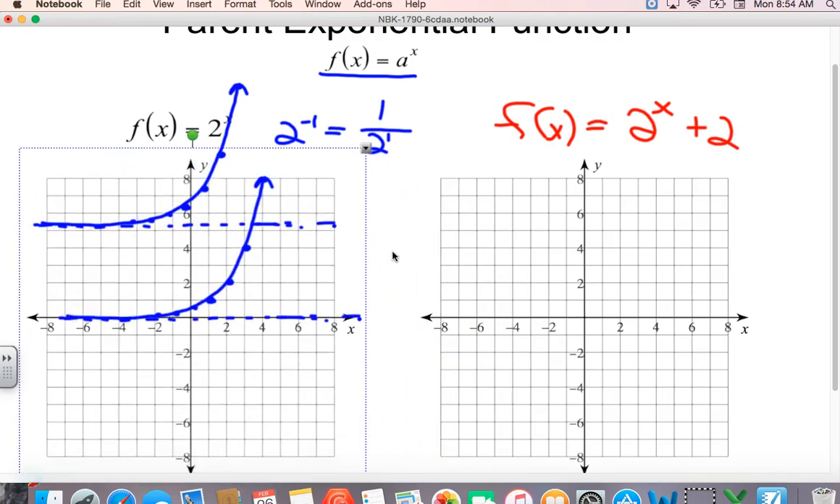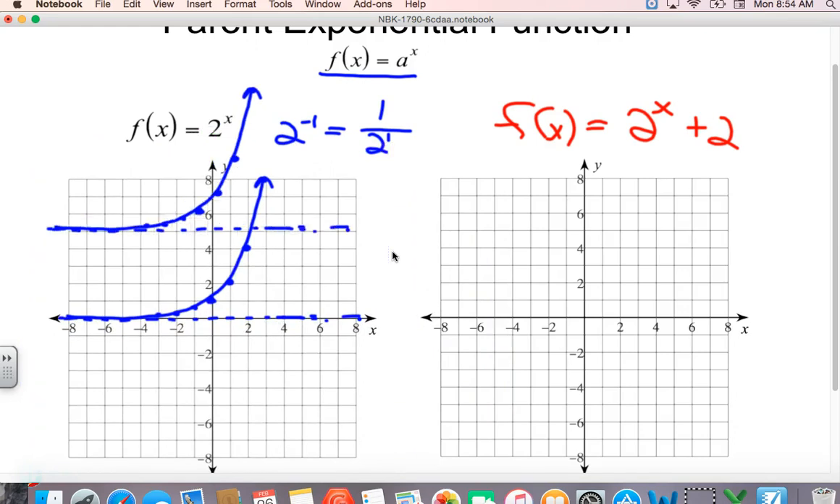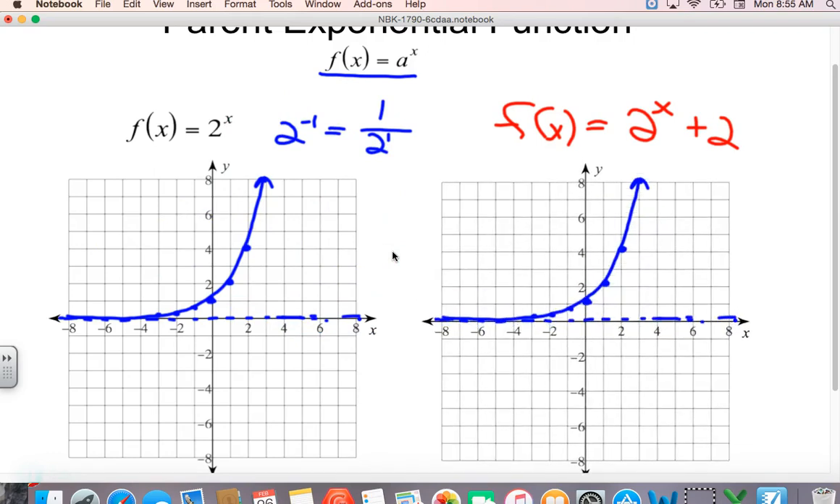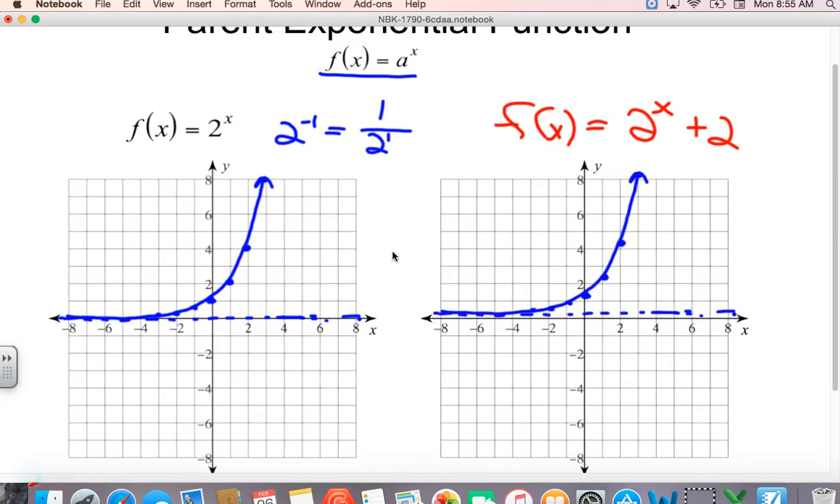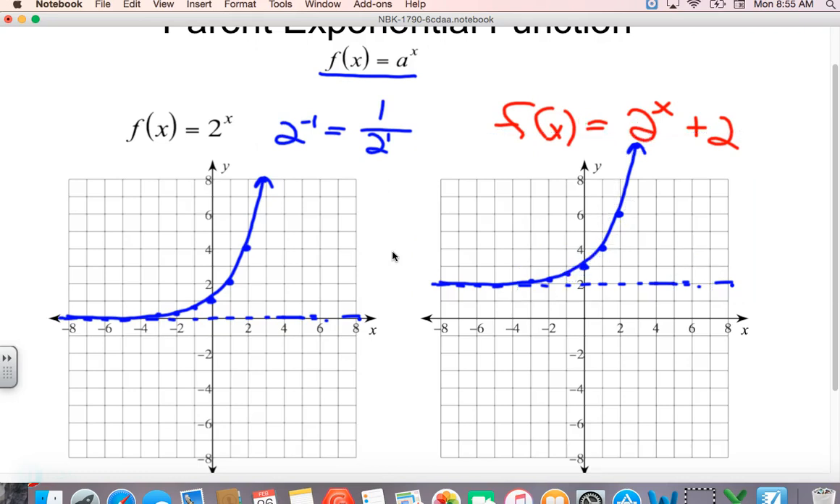Oh, I'm moving the wrong thing now. Let's move that back. There we go. Okay, so right here would be the function. Well, the plus 2, all it's going to do is make the function move up 2, right? So you just move it up to there. Everything else will look the same. So your asymptote moves up, all the points move up, right? Of course, if you subtracted 2, if you had a minus 2 right here, that's just going to make the graph shift down 2.